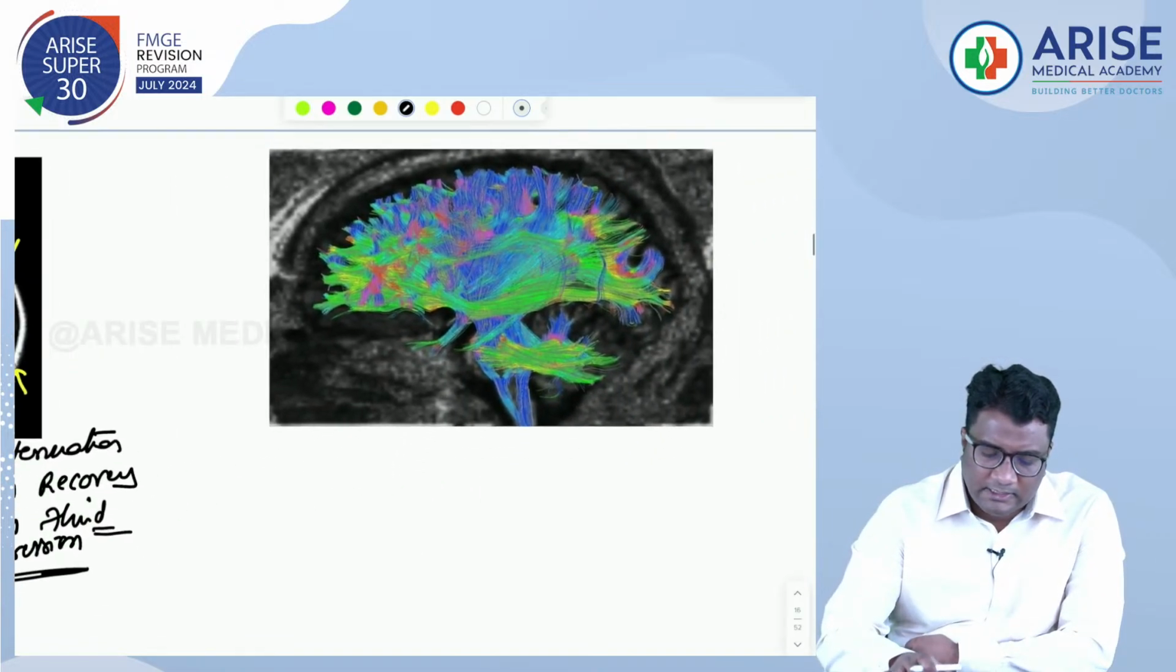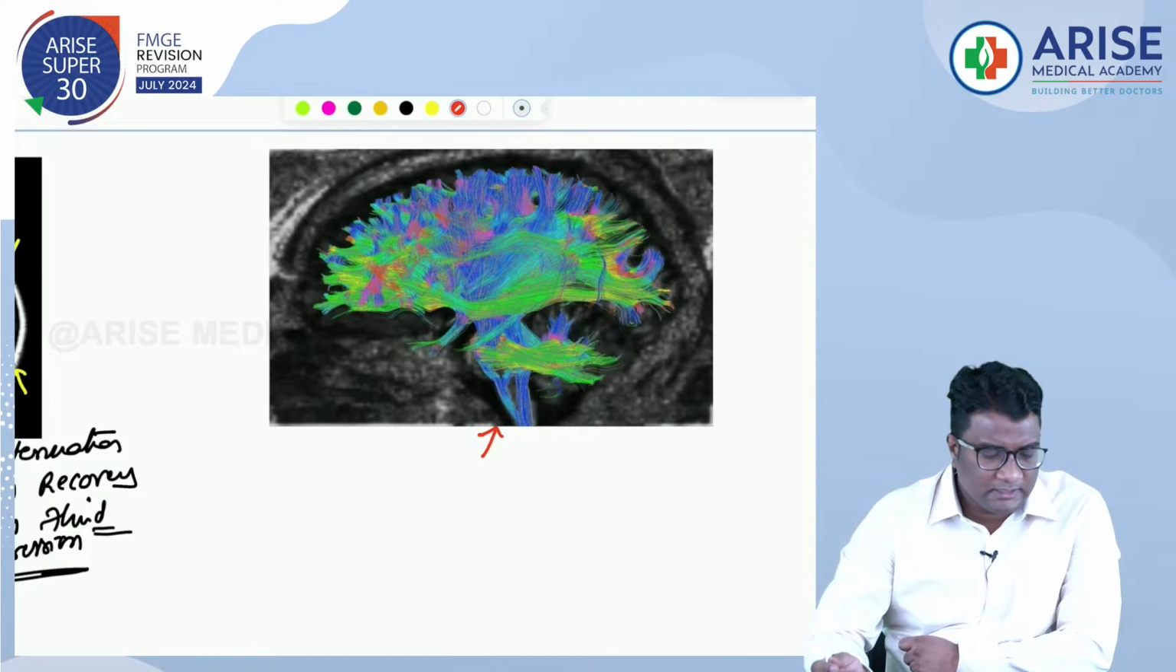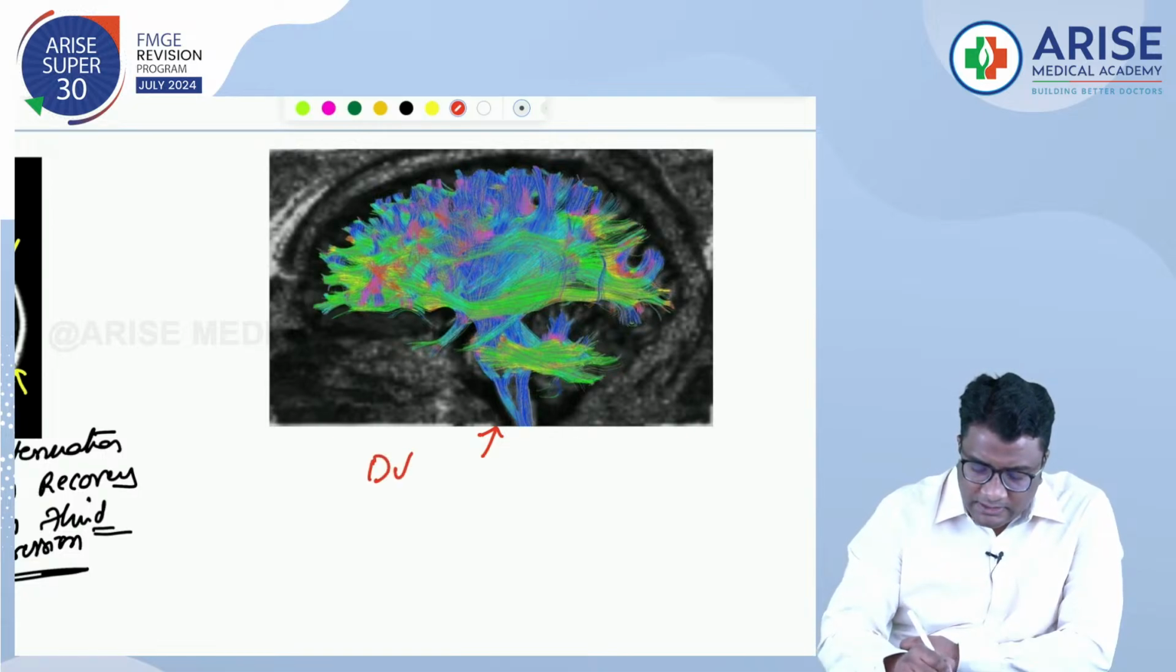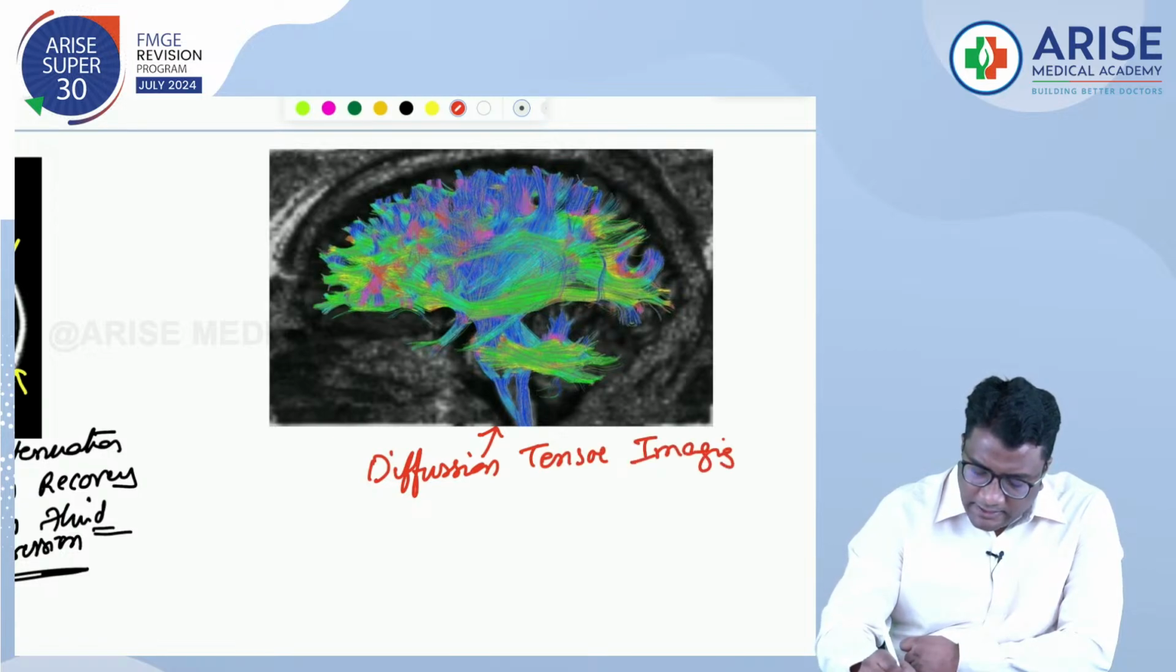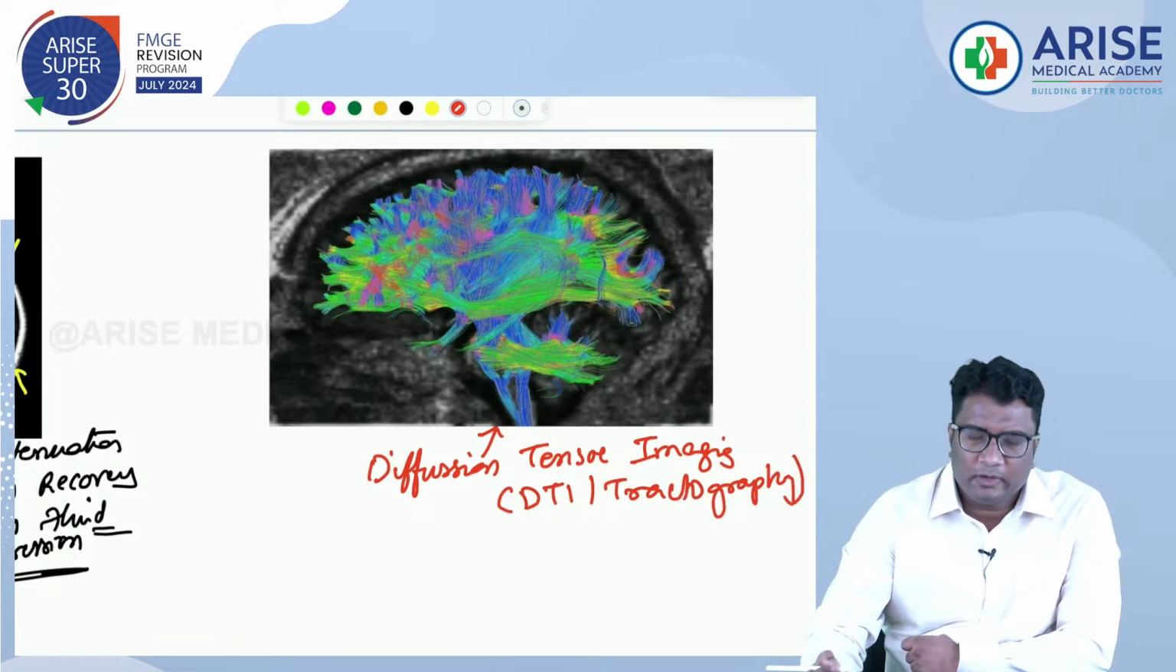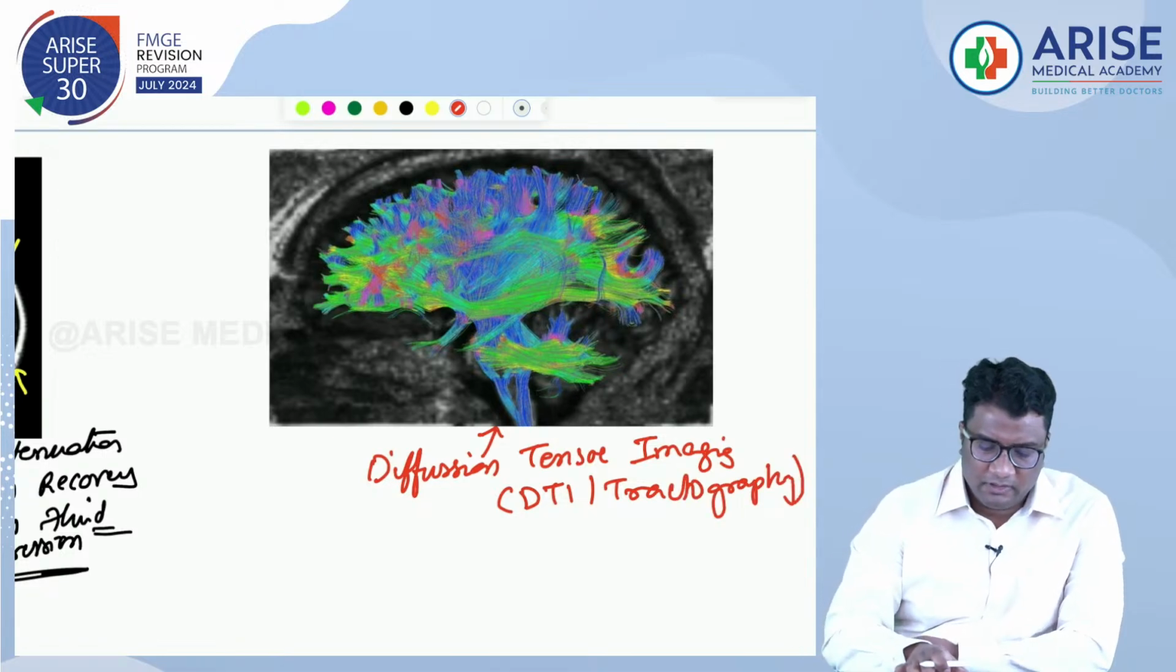And what do you want to call this sequence, guys? What is this sequence of MRI, where you see all these tracts in colorful areas? This area where the colorful tracts are seen is diffusion tensor imaging, also called DTI, right? Diffusion tensor imaging or tractography to look at white matter tracts.